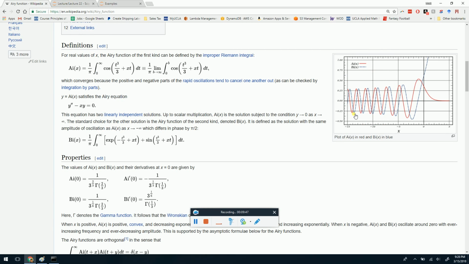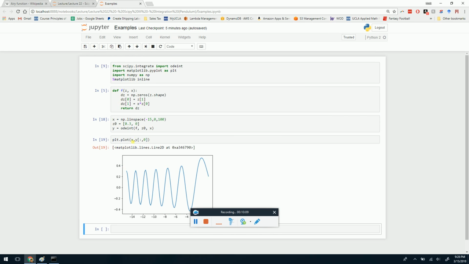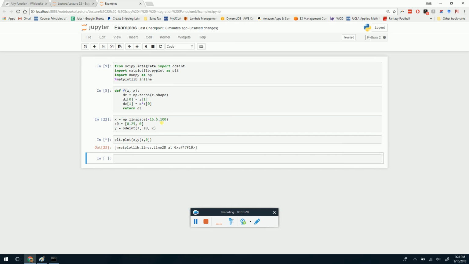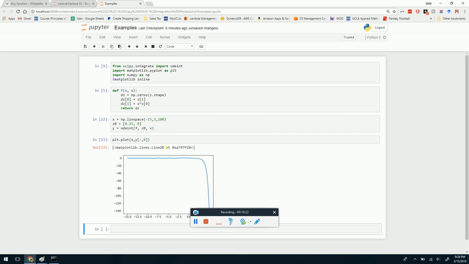Let's see, what do we have here? Looks like that settles down. That's what we want to happen. This is at negative 15. The y value is maybe closer to 0.25. Let's see if we bring it closer, if it works. 0.25. Maybe it's really sensitive. No.